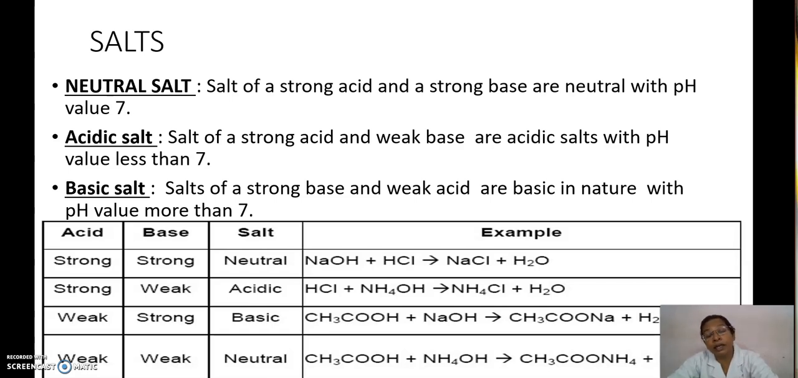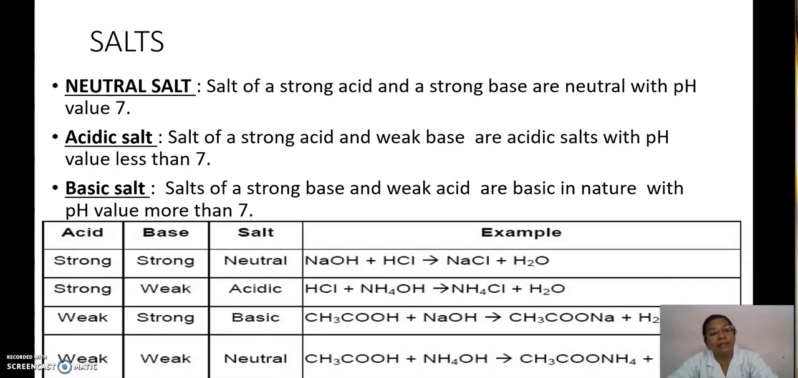Another option is that if a weak acid combines with a weak base, in such a case also the salt formed will be neutral. Either the combination of a strong acid with a strong base, or a weak acid with a weak base. In both these cases the salt formed will be neutral and the pH value will be 7.